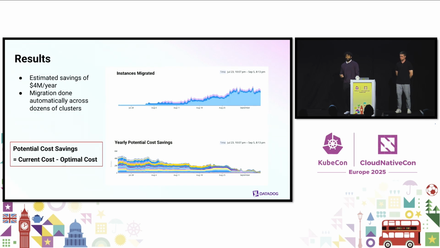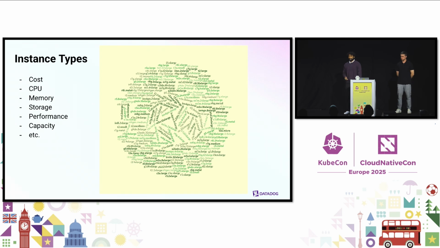So when I say automatically, you can see on the dates of the graph, it's from late July to early September, so around 1.5 months. So that's still quite a while. And although a lot of the process was automated, we still had some manual work to do. So taking a step back, this is just a list of AWS instances. There's hundreds of them, and they each have their own characteristics.